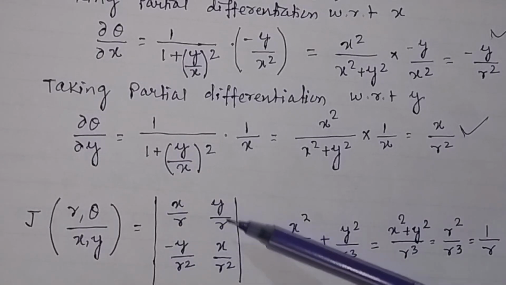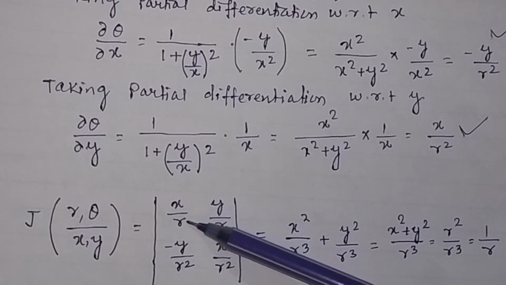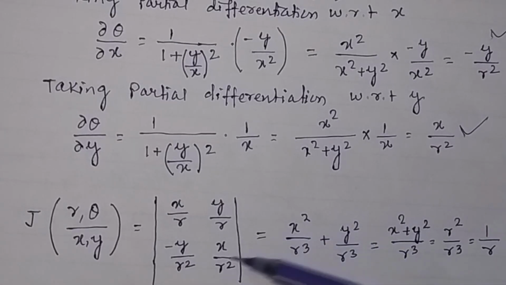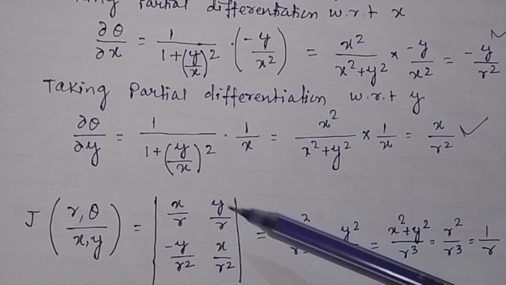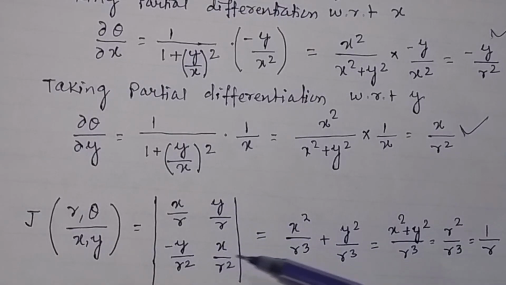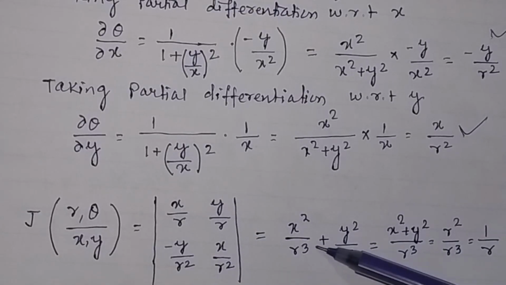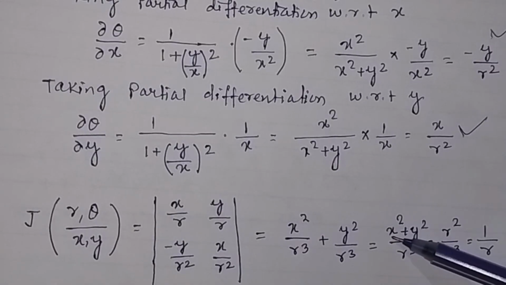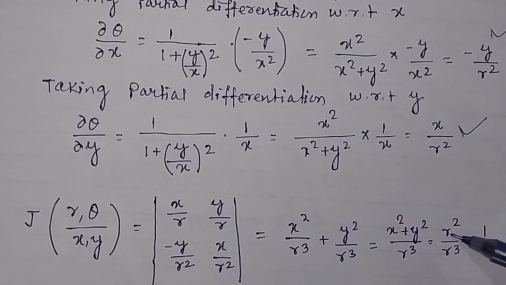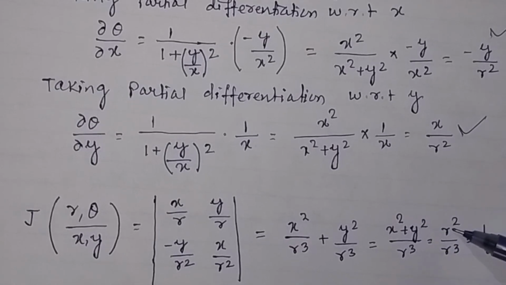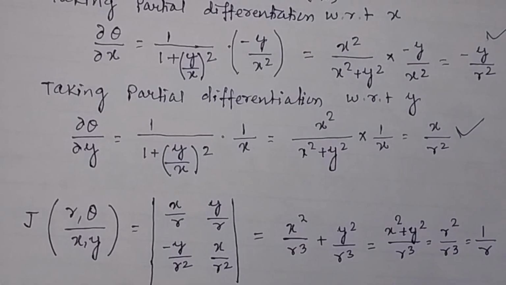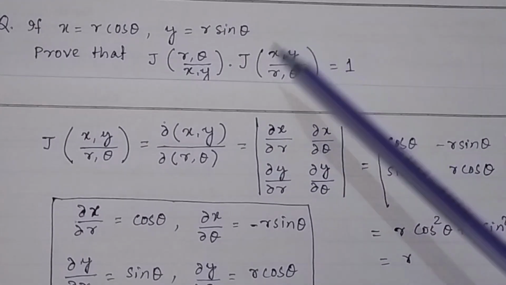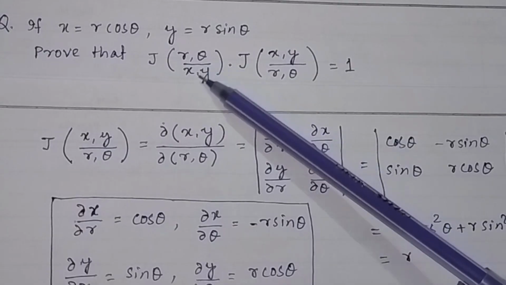So if you take the determinant, this will be x by r multiplied by x by r square. So this will be x square divided by r cube, minus, again a minus plus, y by r into y by r square, that is equal to y square by r cube. So if you add it in the LCM, you have r cube. In the numerator you have x square plus y square, and x square plus y square is equal to r square. So r square divided by r cube, that is equal to 1 by r. So we have found out the Jacobian of r theta with respect to xy.